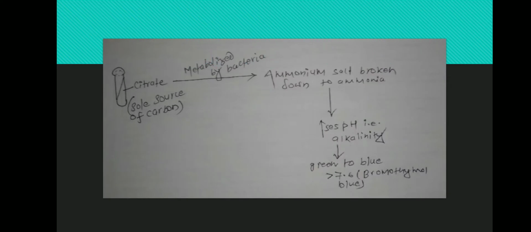This is the reaction. Citrate is converted, and the ammonium salt is broken down to ammonia, and this increases the pH, that is, towards alkalinity. Therefore, the bromthymol blue, which is initially green, changes its color to blue.